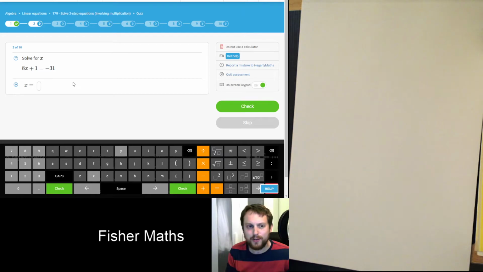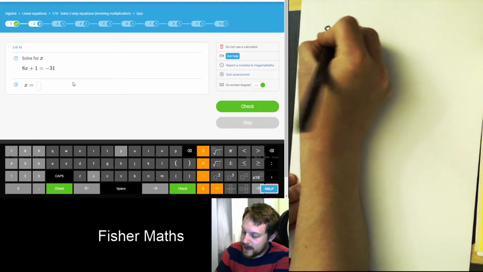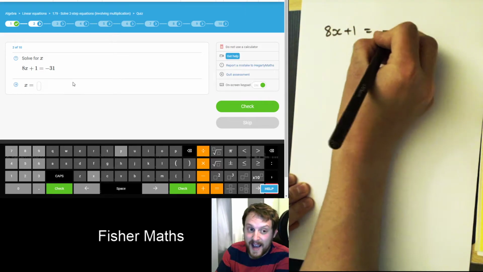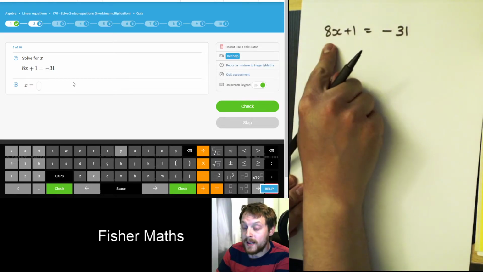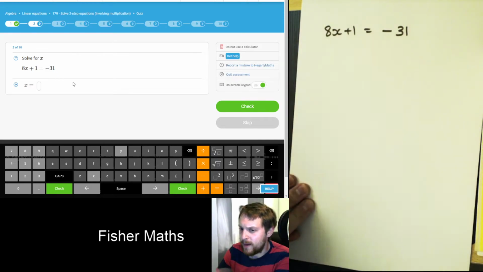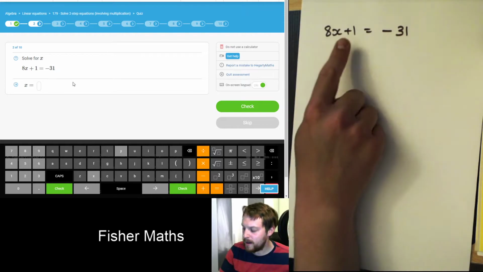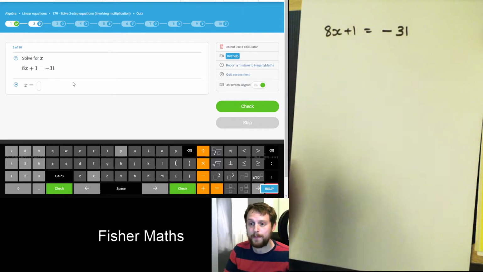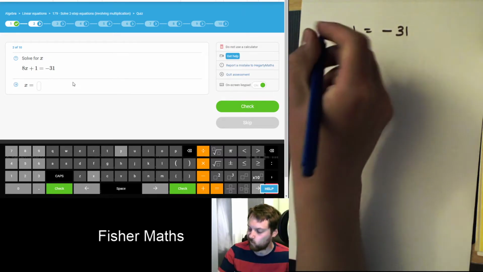Now it's very difficult to draw a bar for negative 31, so I'm going to avoid doing that. I'm going to write 8x add 1 is negative 31. I'm going to realize I want the 8x to be left by itself, just one term with nothing else on that side. So I want to get rid of the plus 1. So what would we do to get rid of a plus 1?